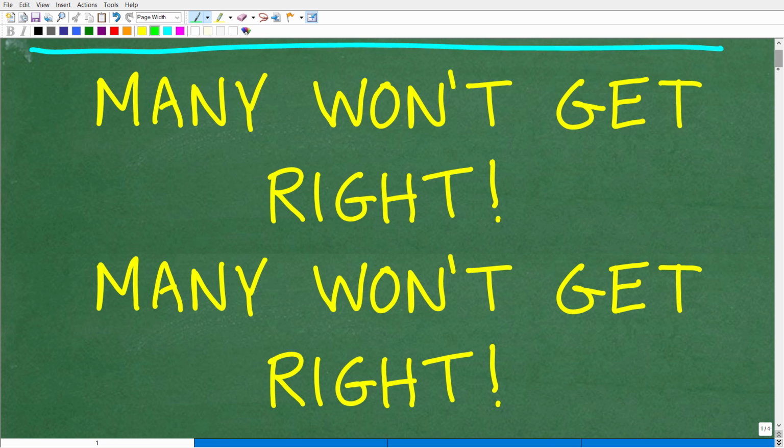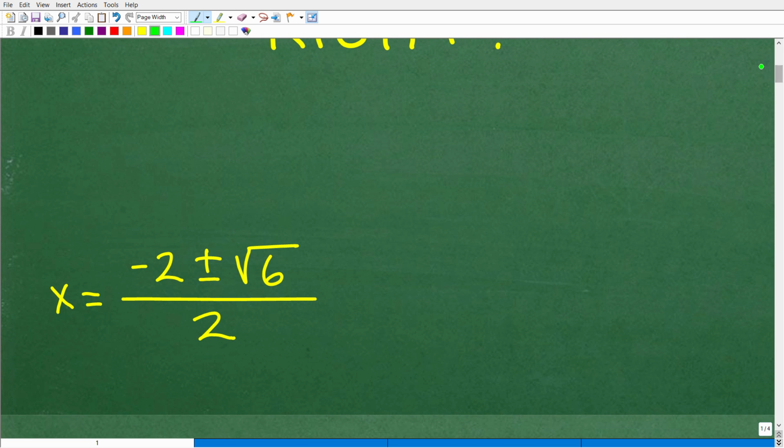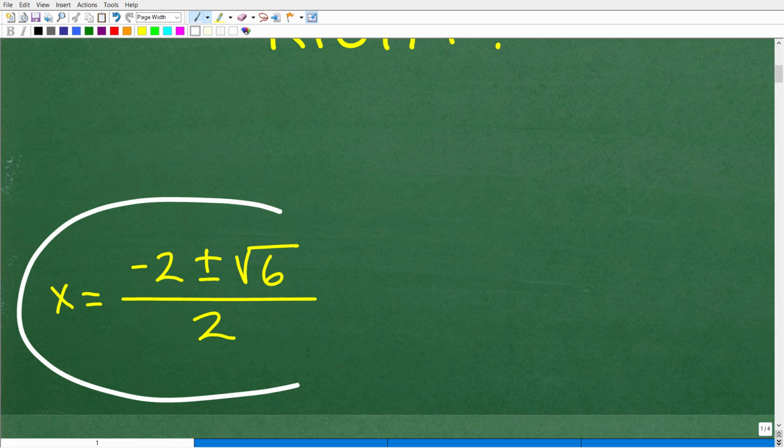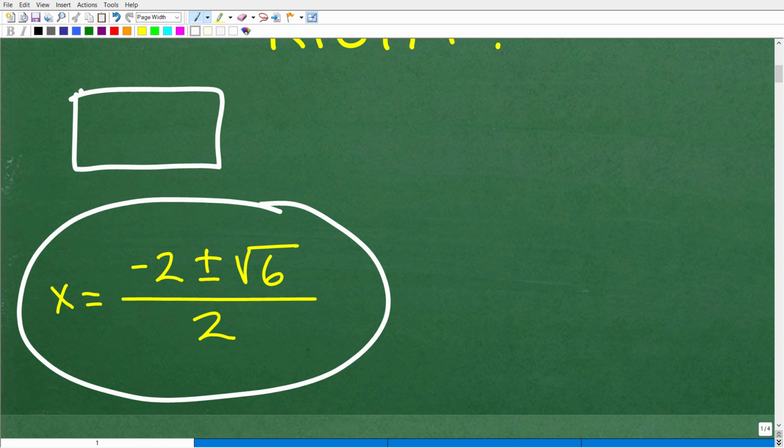And let's go ahead and take a look at the correct answer. The correct answer is the following. So x is equal to negative 2 plus or minus the square root of 6, all over 2. Now, it's possible some of you had an equivalent answer, but an unsimplified answer. In other words, it's correct, but it's not fully simplified. And really, an answer that is not fully simplified is really not correct.